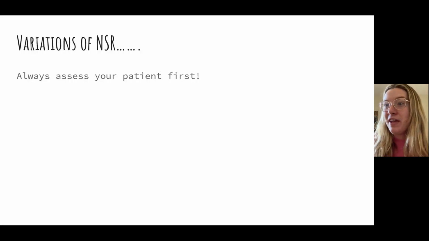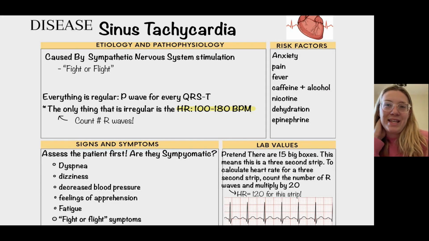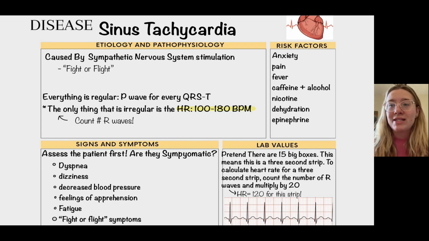So what are some variations of normal sinus rhythm? Number one, always assess your patient first. What is sinus tach? Okay, so this again, it's our normal sinus rhythm, but it's just sped up a little bit. Usually their heart rate will range from 100 to 180, but that's really the only thing that's abnormal with sinus tach. We still have PQRST. My R to R interval is the same number of seconds between each R to R wave. It's just happening a lot faster, and there's lots of different things that could cause this. So just really assess your patient.